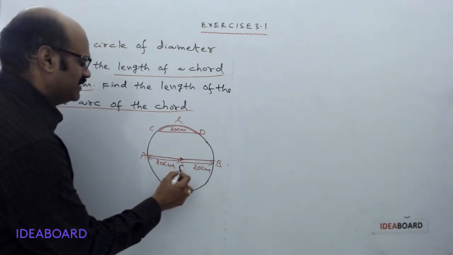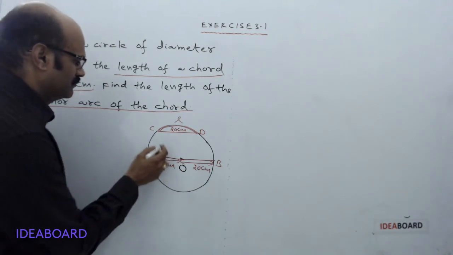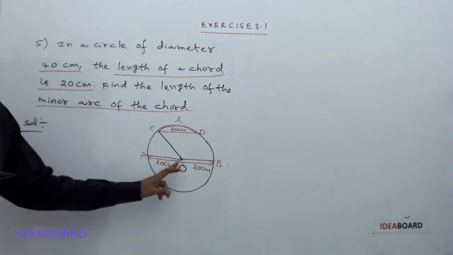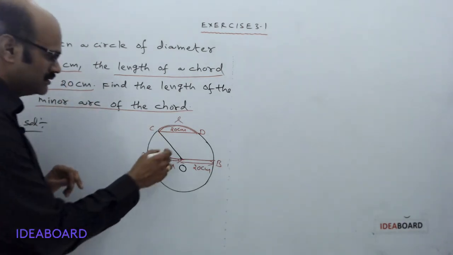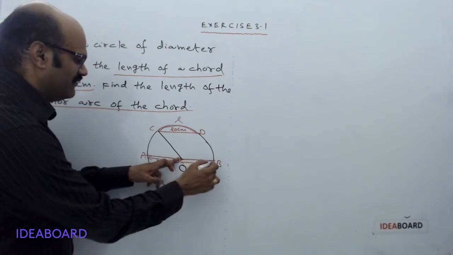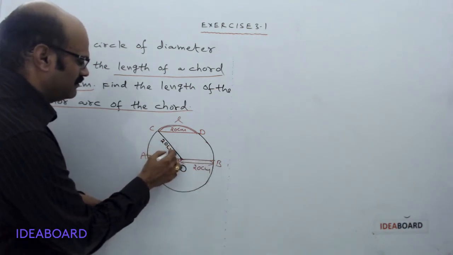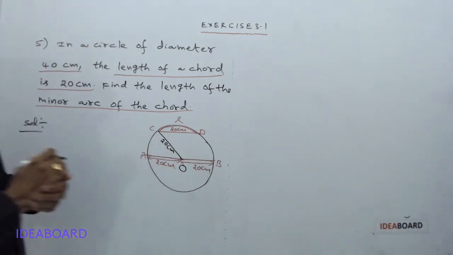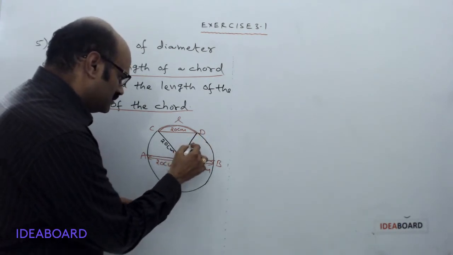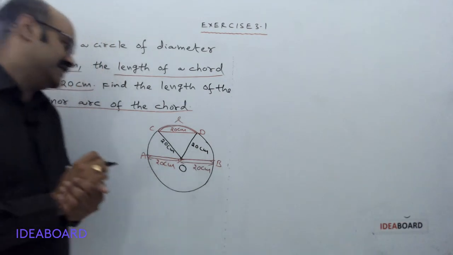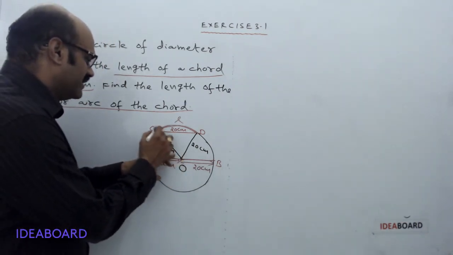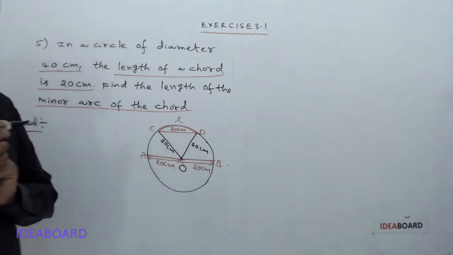Now let the center be O. Join O and C. OC is nothing but radius. Radius we already have as 20 centimeter. Similarly, join O and D. This one is also radius, 20 centimeter. Now clearly we can say that this triangle is an equilateral triangle.